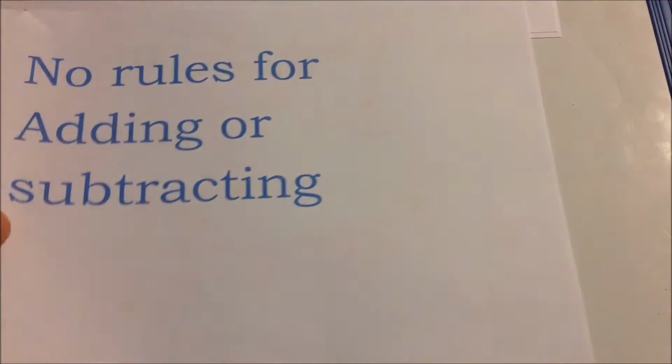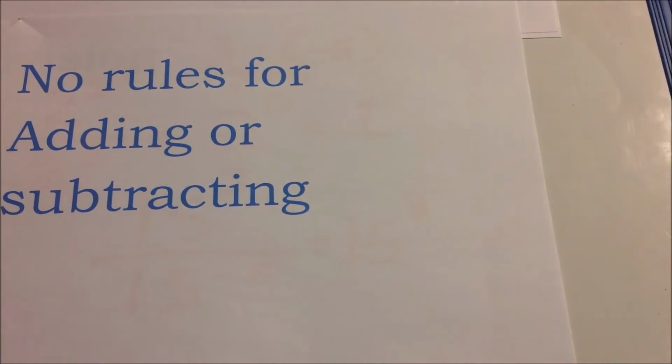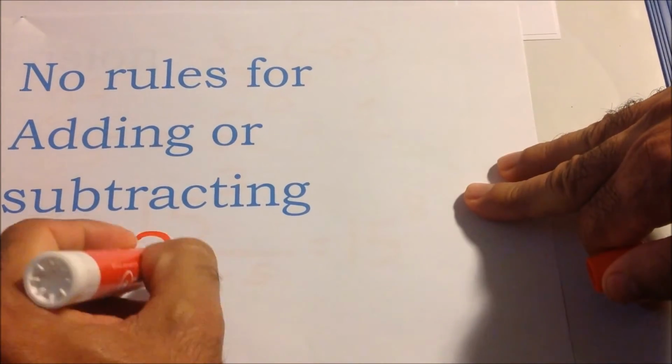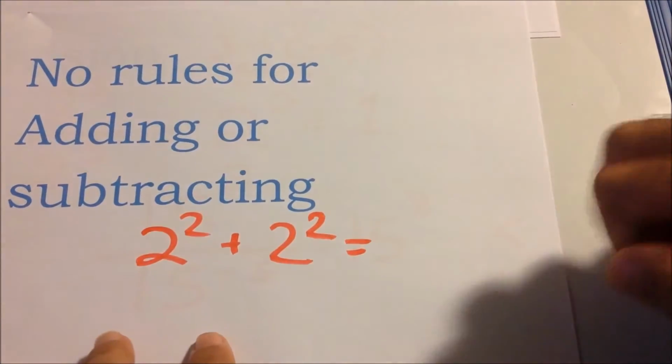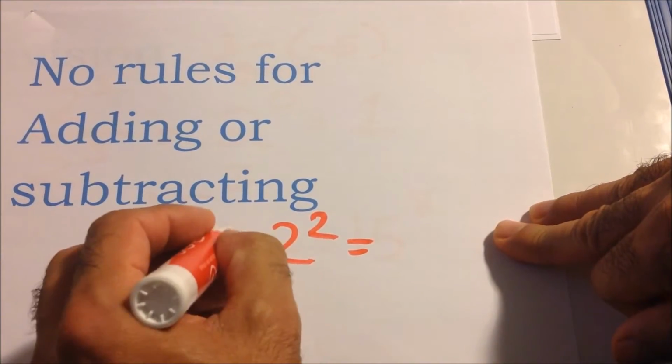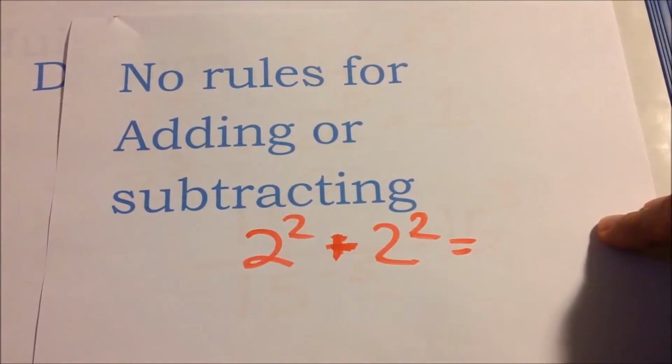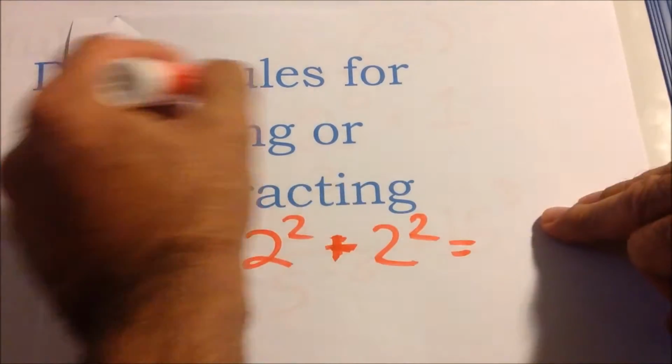By the way, there's no rules for adding and subtracting. If you had something like 2 squared plus 2 squared, you just have to figure out what each one is. There's no shortcut rules for that, for adding and subtracting. No rules.